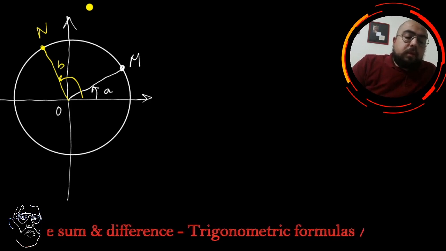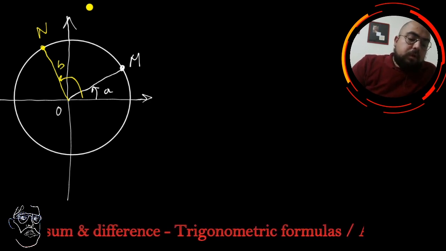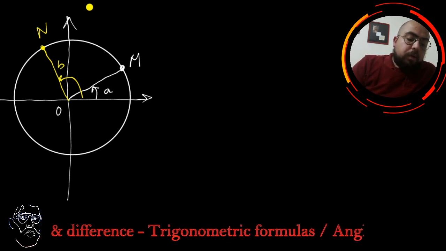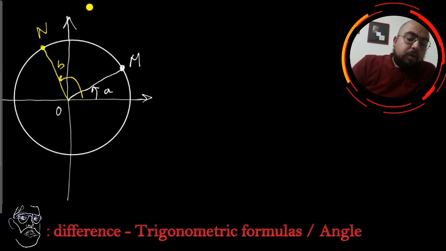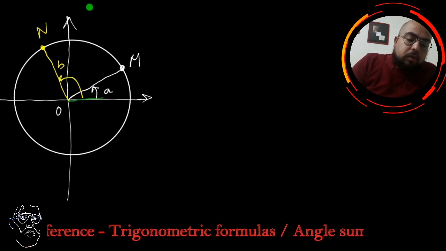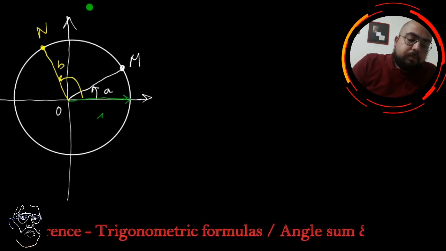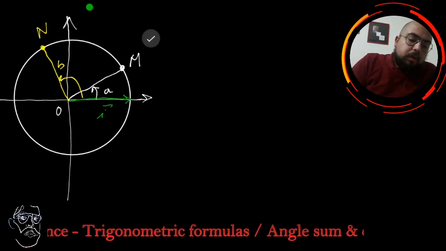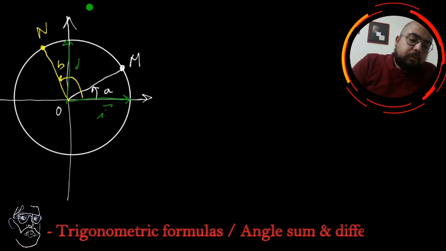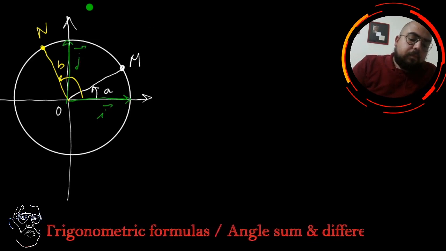And of course, since it is a trigonometric or unit circle, it will be also defined by unit vectors, which are I and J. So this is the unit vector I, and this will be the unit vector J. All right.